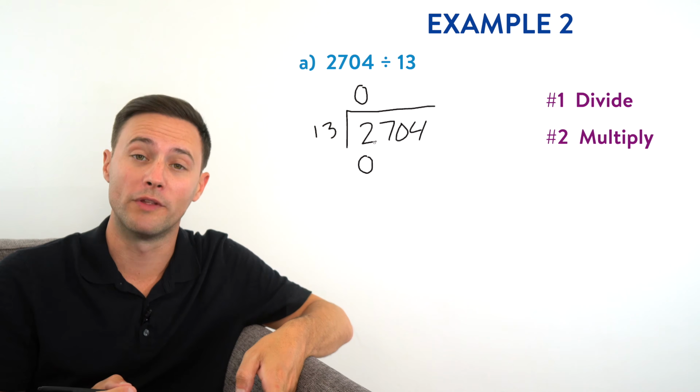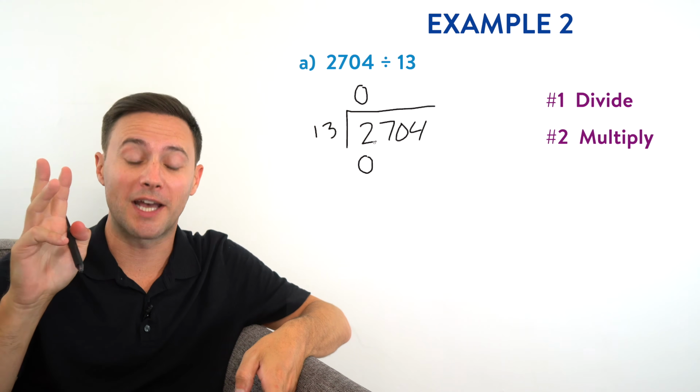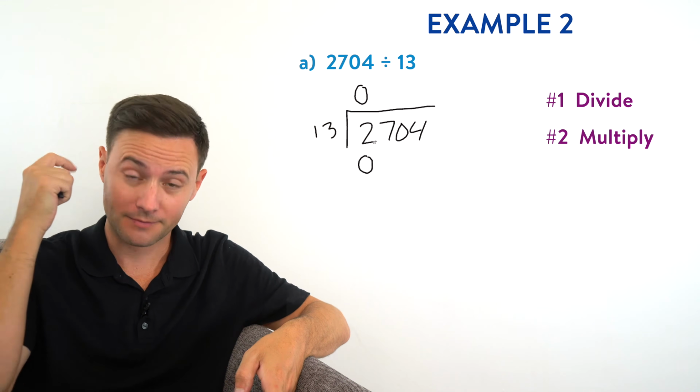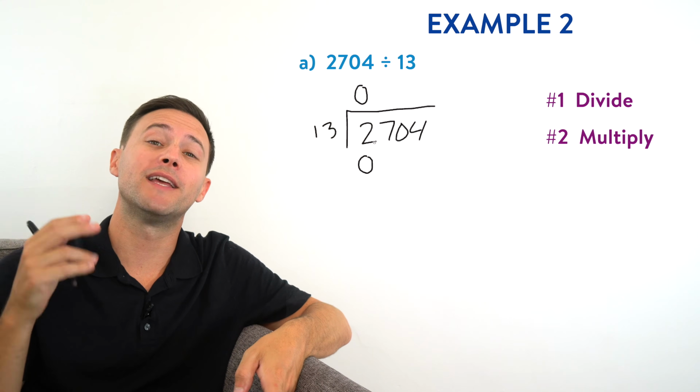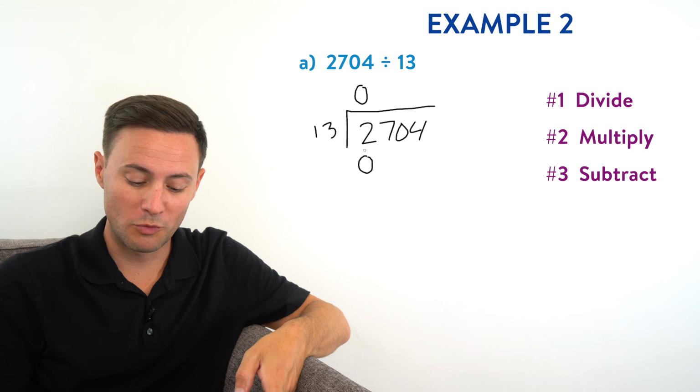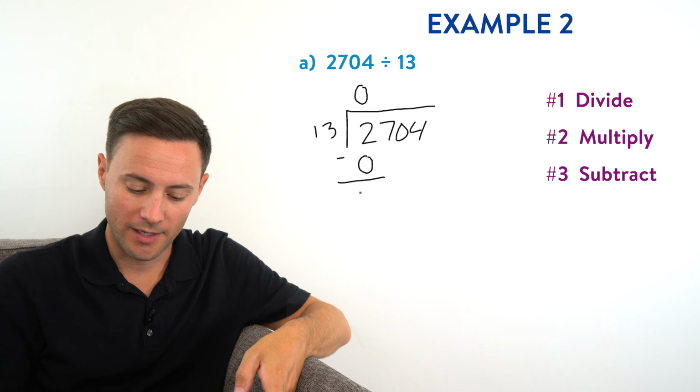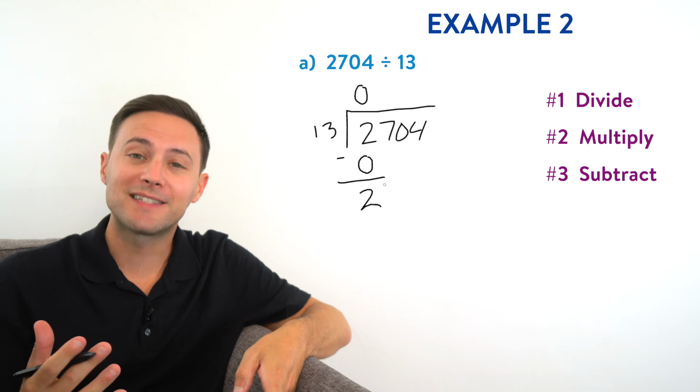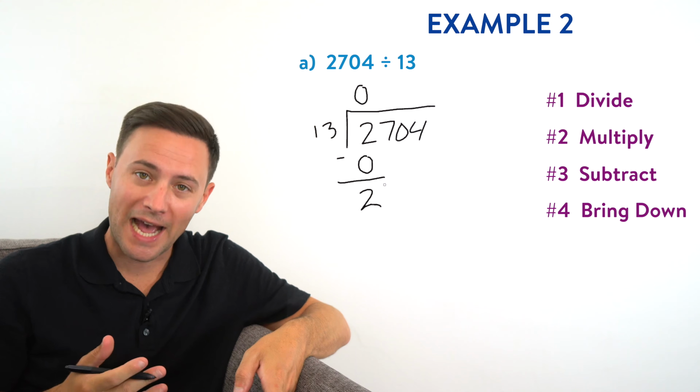I write that below the 2. Now we're on to the third step. So we did divide, multiply. Step 3 is subtract. 2 minus 0 is 2. The next step is bring down.